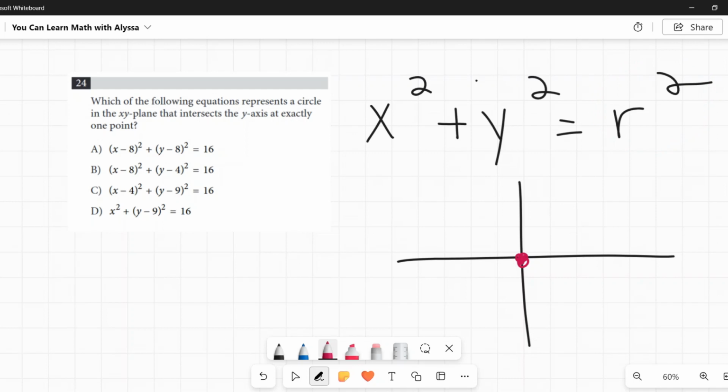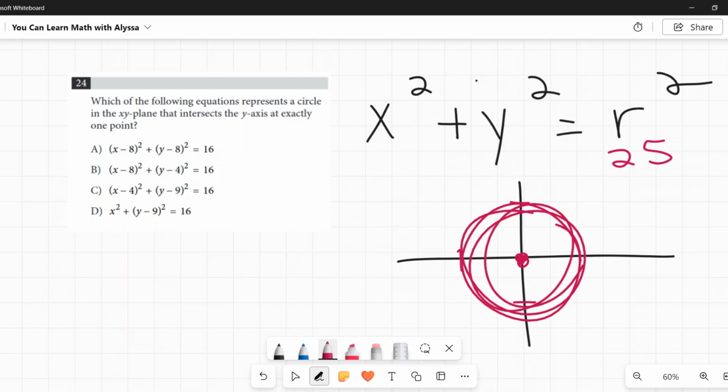So if it was, say, 25, that means its radius is the square root of that. The radius is 5. So 5, 5, 5, 5. Drawn poorly, but you get the idea. That would be x squared plus y squared equals 25.